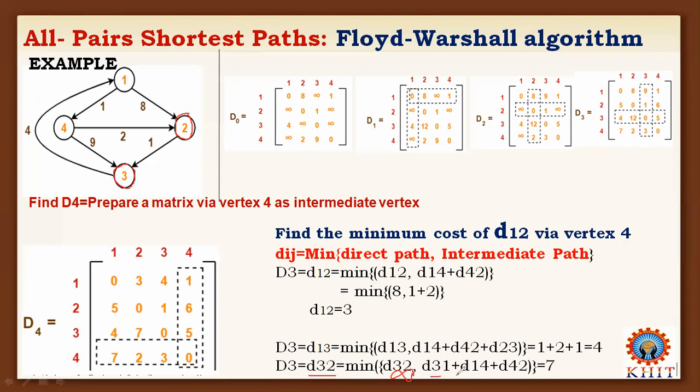The next step is to move from 3 to 1 first. Once you reach 1, move from 1 to 4. Once you reach 4, then move from 4 to 2. So the total cost is 4 plus 1 plus 2, which is 7. The total cost from vertex 3 to 2 is 7, which replaces the existing 12.